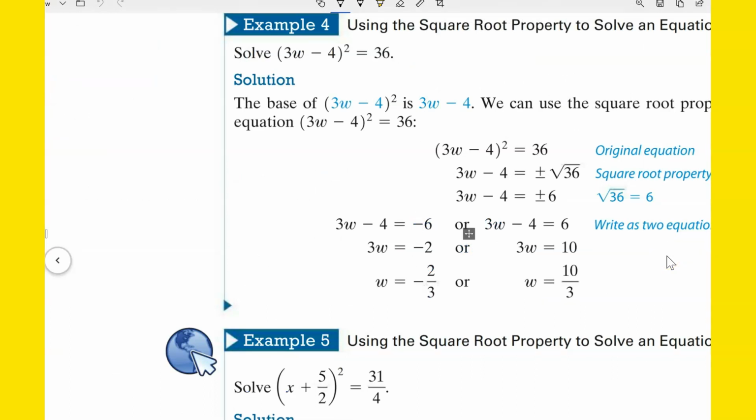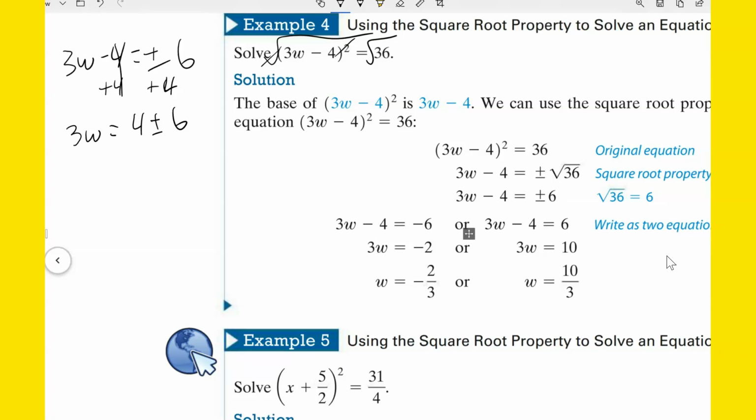Okay, the first thing I will do here, again, the 3w and the minus 4 are in a group in the parentheses, so I got to get rid of that parentheses by doing the square root of both sides. That gives me 3w minus 4 equals the square root of 36, which is just plus or minus 6. Okay, now I'm going to get rid of the minus 4 by adding 4. And you remember what we write here? We say 3w equals, we put the 4 first, 4 plus or minus 6. Okay, then we will get rid of the 3 by dividing both sides by 3. That gives me w equals 4 plus or minus 6 over 3.